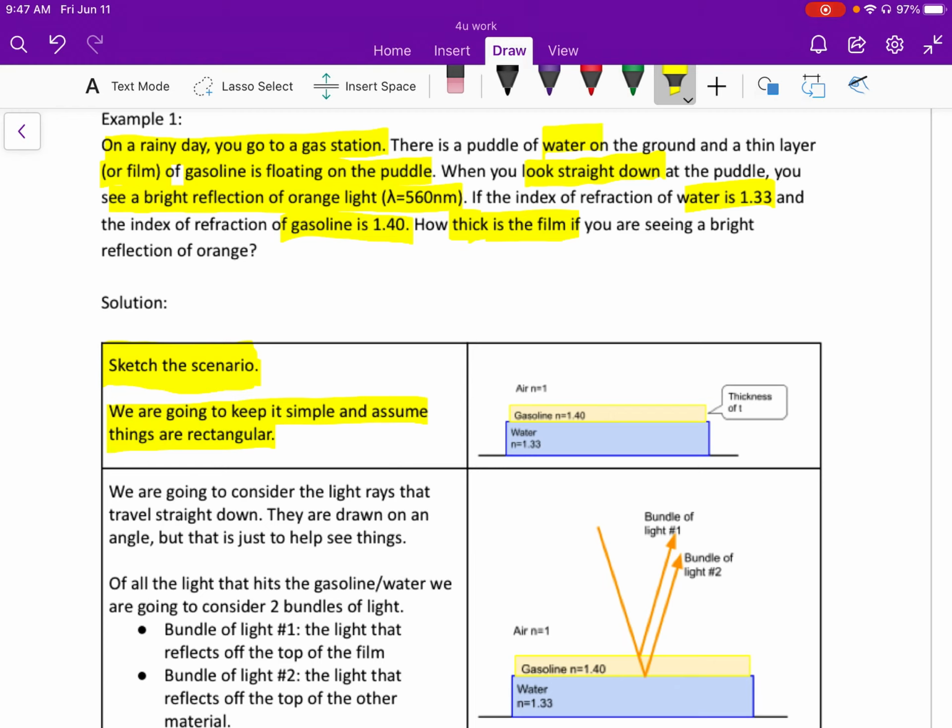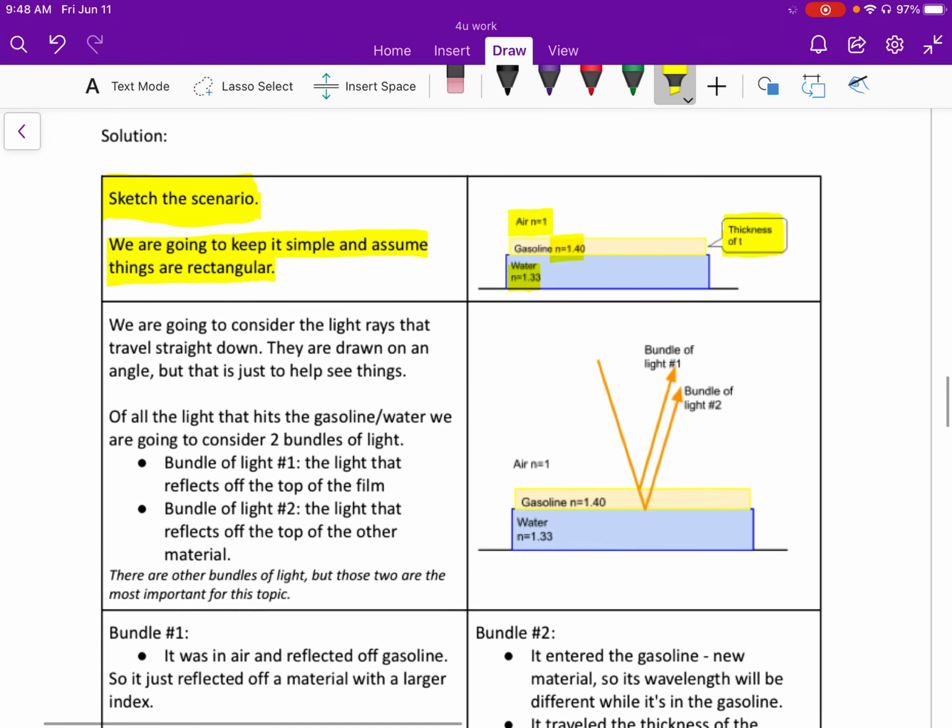In the question, it told us that the index of the water was 1.33, so I'm going to label that. The gasoline has an index of 1.4, and it doesn't say it, but from here on out, air has always got an index of 1. I don't care really how thick the water is. The question's all about the thickness of the gas film, so I'm going to call that a thickness of letter T, and that's what we're trying to solve for.